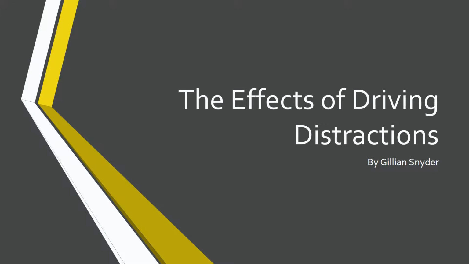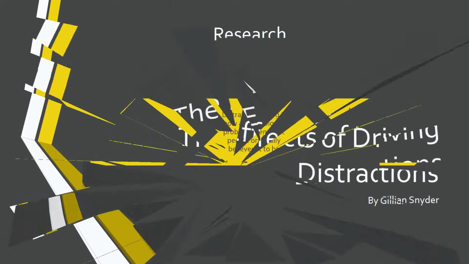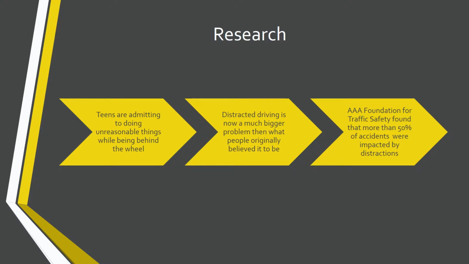The purpose of the Effects of Driving Distractions experiment was to identify and rank different distractions that take place while driving. Teens have recently admitted that they do unreasonable things while driving, such as doing homework and changing clothes. Distracted driving is becoming a much bigger issue than it used to be.